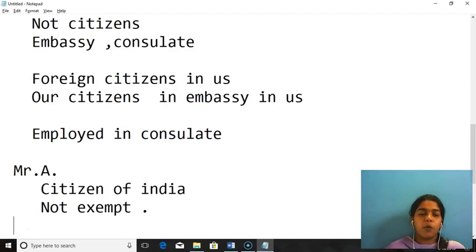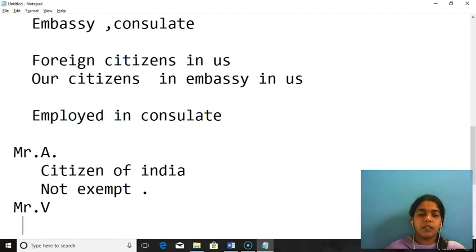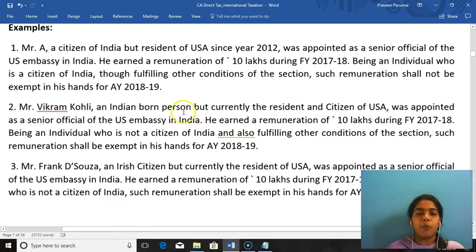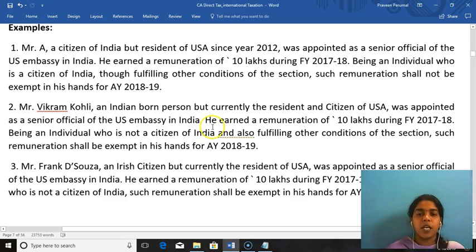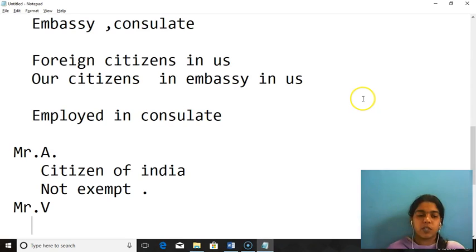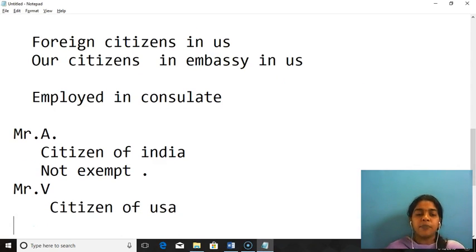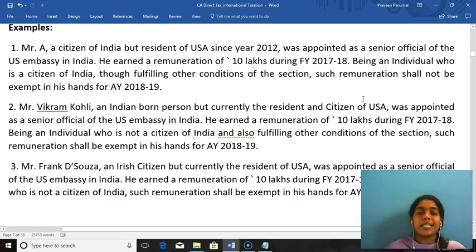Now, Mr. Vikram Kohli, next is the second case. Mr. Vikram Kohli, an Indian-born person of Indian origin, but currently the resident and citizen of the USA. So the first condition is satisfied: he is a citizen of a foreign country. Which country in particular? Citizen of the USA. He was appointed as a senior official of the US Embassy in India. So he is an official of the US Embassy in India. He earned a remuneration of 10 lakhs. He is not a citizen of India. Therefore, the exemption is available.